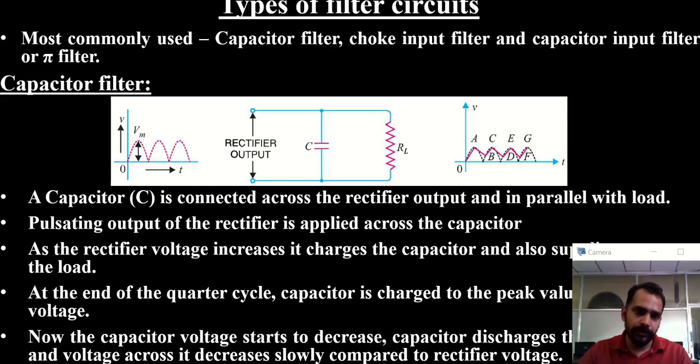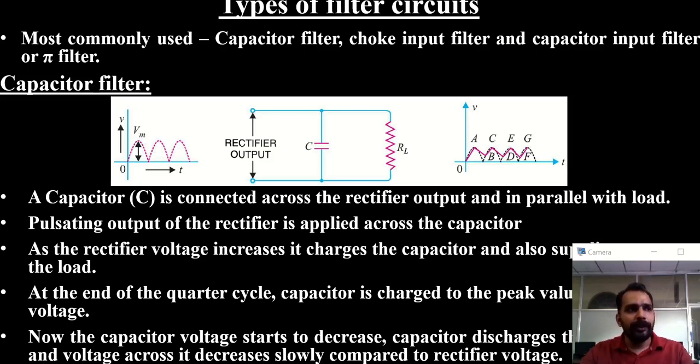Now, the most commonly used filter circuits are the capacitor filter, the choke input filter, and the capacitor input filter, which is otherwise called a pi filter. We will discuss these three different filter circuits in detail. So let's have a look into the capacitor filter.